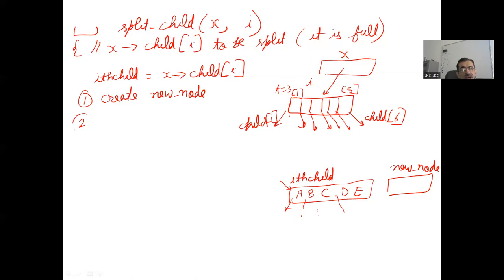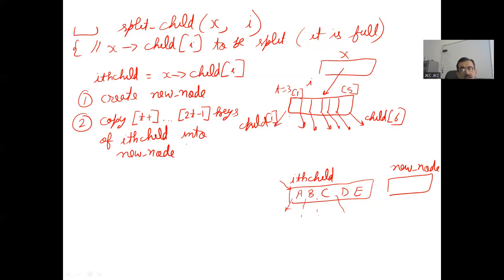Now in this, I will copy certain keys. Which keys? Obviously, keys T plus 1 to 2T minus 1 of the ith child node into this new node. And where will I store them? Into keys 1 to T minus 1 of the new node, because this is a new node. So effectively these two values will come here as D and E, at index 1 and index 2.